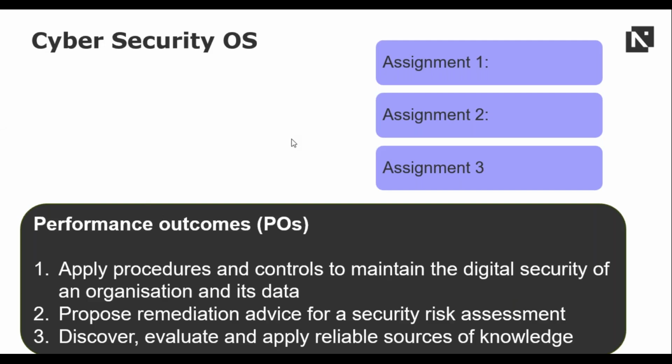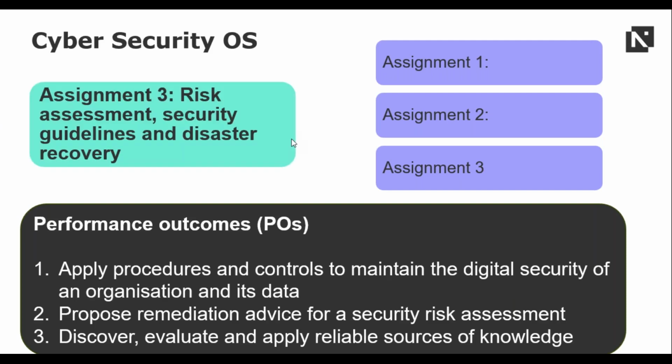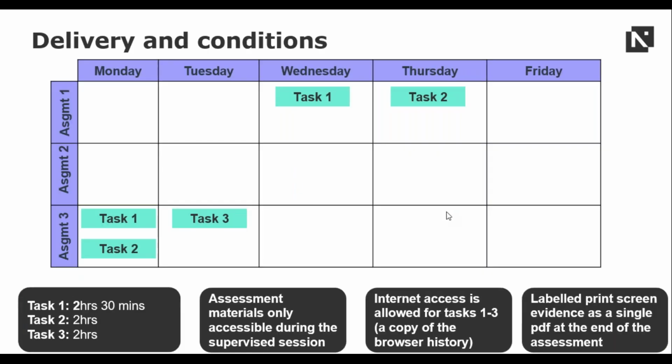Now this video will focus on Assignment 3 and it's split into 3 tasks. Task 1 is about undertaking a risk assessment. Task 2 is about writing a report that includes recommendations for controls that could be included in the information security policy. And Task 3 is writing a document to recommend a range of actions that could be taken to provide a disaster recovery document.